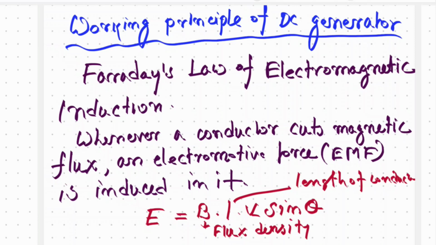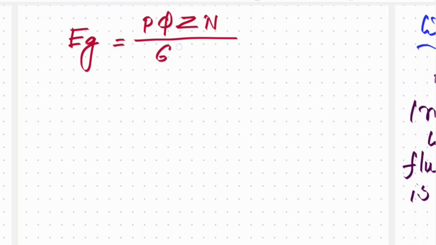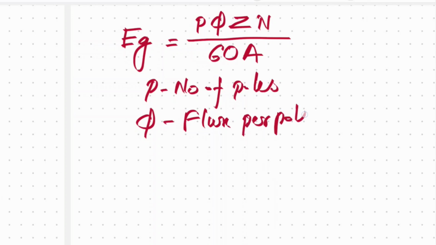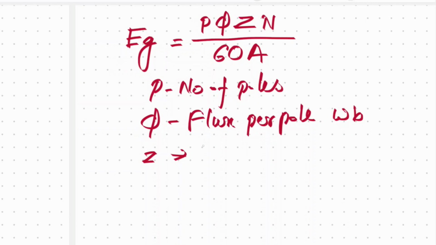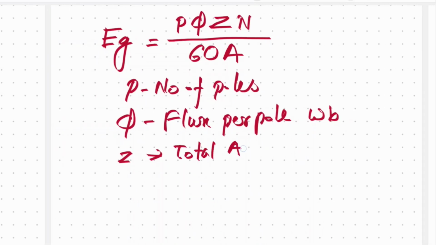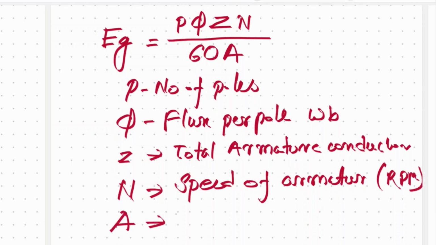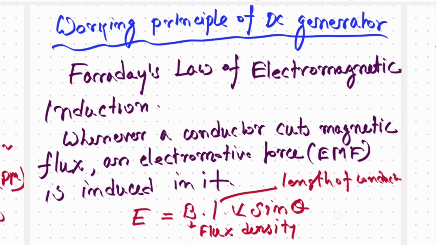The equation for the generated EMF is Eg equals P phi Z N by 60A, where P is the number of poles, phi is the flux per pole in Weber, Z is the total number of armature conductors, N is the speed of the armature in RPM, and A is the number of parallel paths. Okay, this is the working principle of a DC generator.